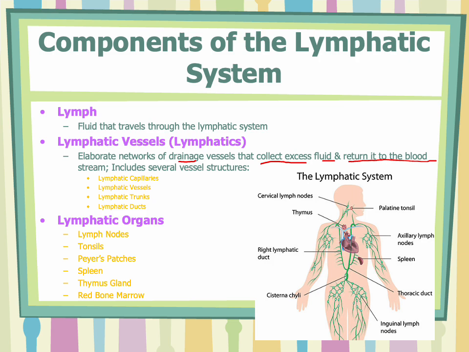Okay? So starting from the smallest to the largest, we have capillaries, we got lymphatic vessels, we have lymphatic trunks, and then we end up with lymphatic ducts, okay? This is the network of vessels. Now we need to talk about the lymphatic organs. We have lymph nodes that are like those bean-shaped organs. We got tonsils, and we have talked about them. Those are the ones that are located around our pharynx: palatine, adenoid, and lingual. Then we have the Peyer's patches in our intestinal lining, like the ileum, spleen, thymus gland, and the bone marrow.